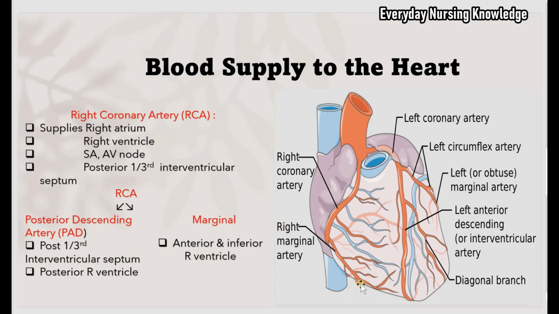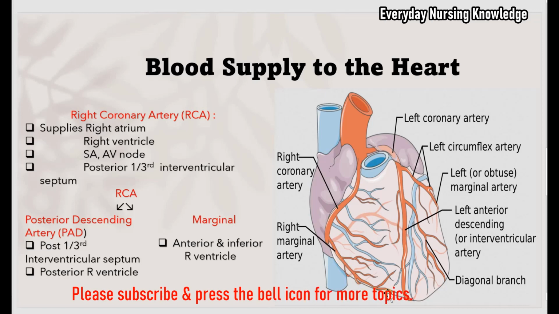It also goes back and gives blood supply to the posterior right ventricle. Now there are multiple branches, but again the second major branch is the marginal artery. You can see in this picture the RCA and the marginal artery. This is the PAD, posterior descending artery. It goes back, and this is the marginal artery. So this goes anterior and towards down. It gives blood supply to the anterior and inferior right ventricle.